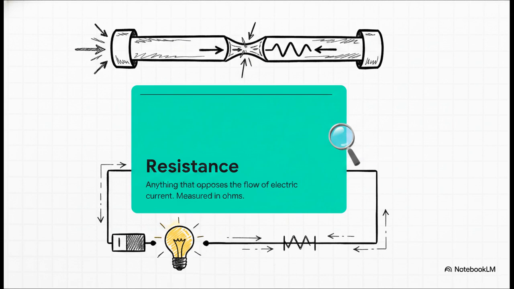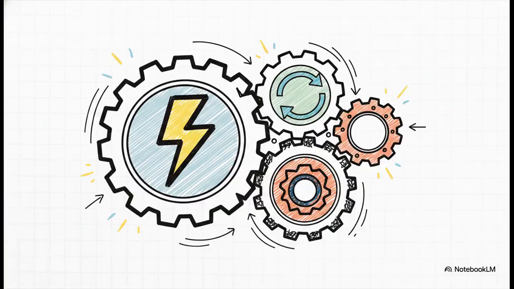Keep in mind, everything in a circuit has at least a little bit of resistance, even the wires themselves. But specific components, like bulbs and resistors, are designed to provide a lot of it. And here is where our three foundational words beautifully come together in Ohm's law. It states that voltage equals current multiplied by resistance, or V equals I times R.